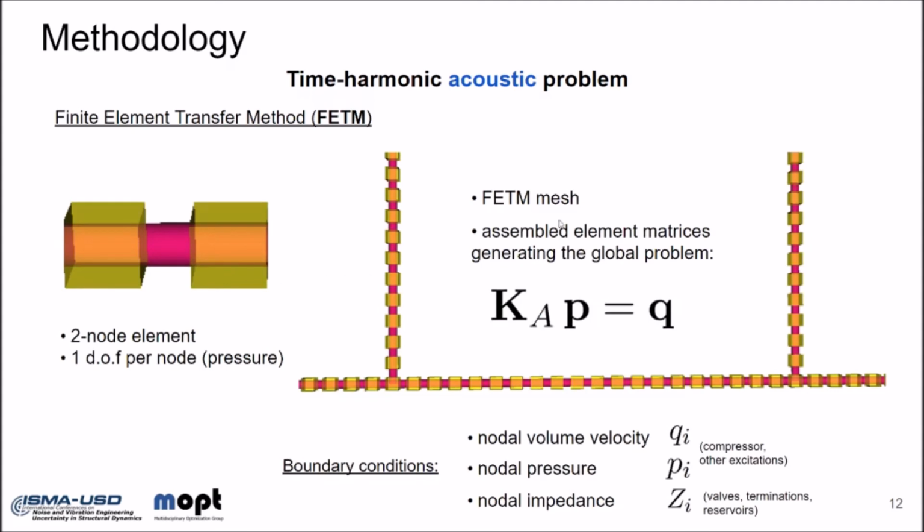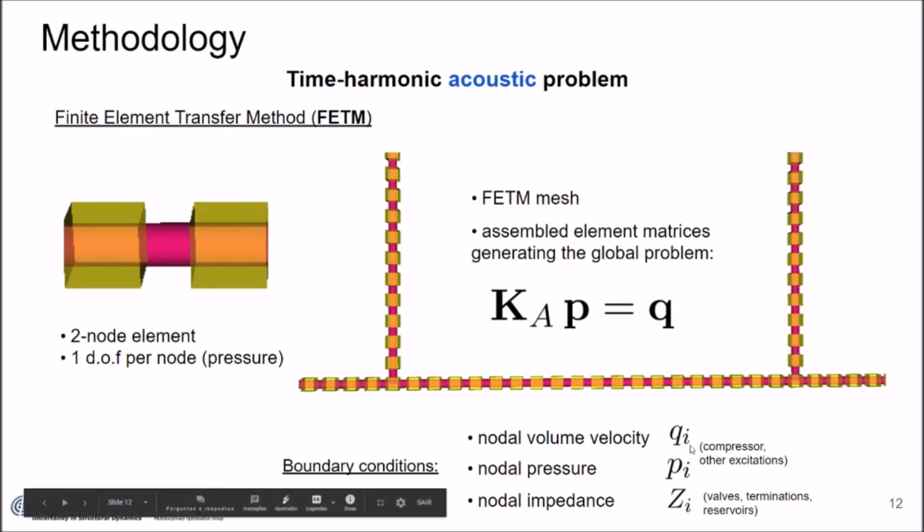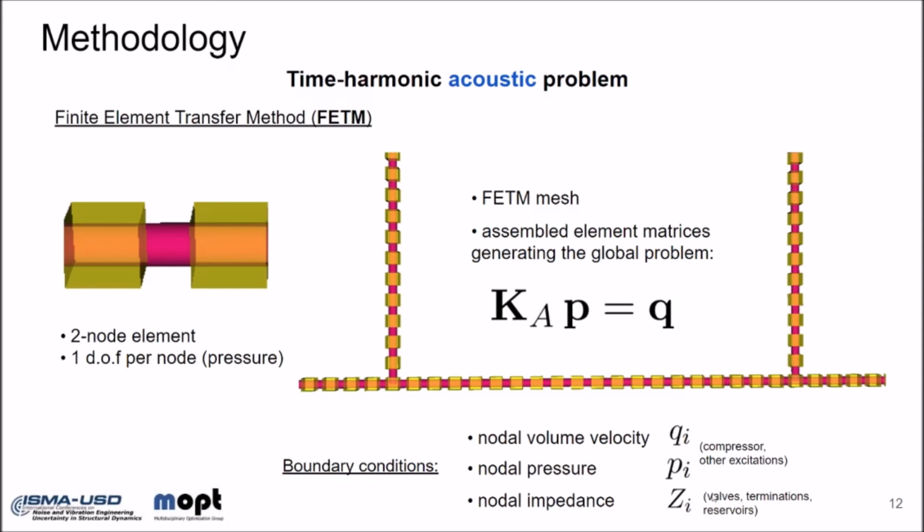An FETM mesh can be built for which the assembled element matrices generate the global acoustic problem to be solved to find the global pressure field. The acoustic boundary conditions considered are nodal volume velocity and pressure, for considering the compressor load, for example, or other excitation, and nodal impedance to consider valves, terminations, reservoirs, etc.